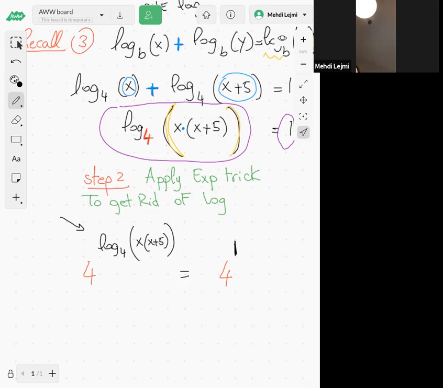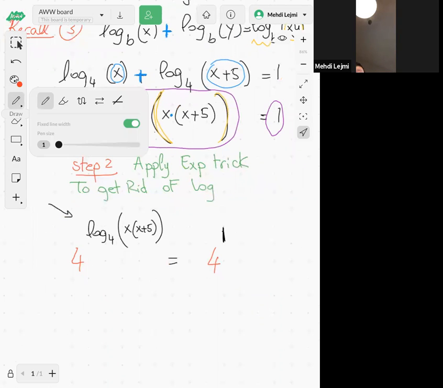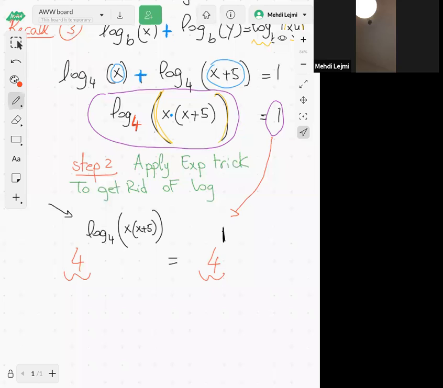So don't forget, guys, on the right side you have to apply the exponential. I have an exponential here in base 4, so on the right side I need an exponential in base 4, and then you put the right side as exponent. That's what I did here: I put the left side as exponent.